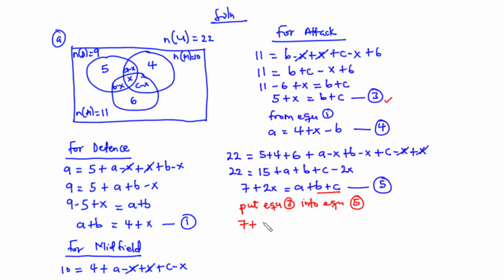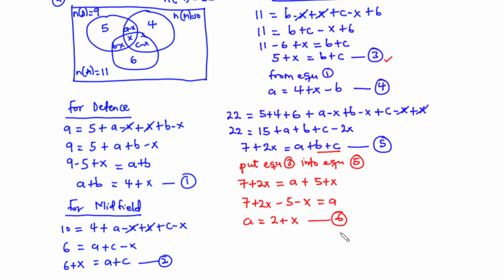So 7 plus 2x equals a plus, now in place of b plus c, we are going to substitute 5 plus x. So that is 5 plus x. Now let's transpose 5 plus x to the left hand side. So that is 7 plus 2x minus 5 minus x equals a. Now a is equal to 7 minus 5 is 2, and then 2x minus x is x. So we have a equals 2 plus x. Let's call this equation 6.